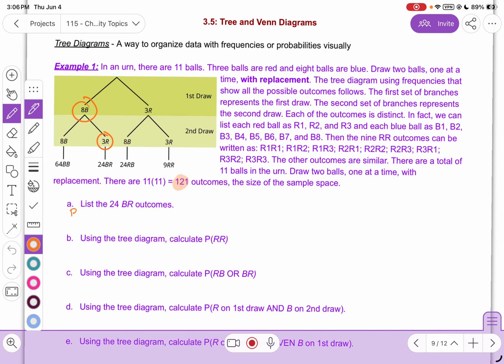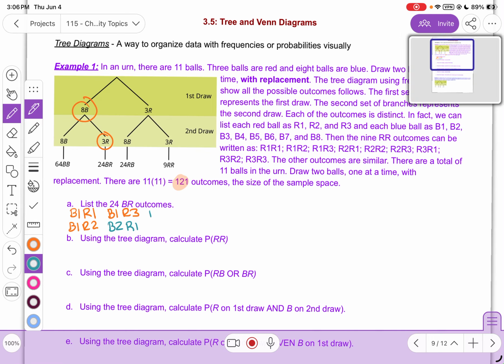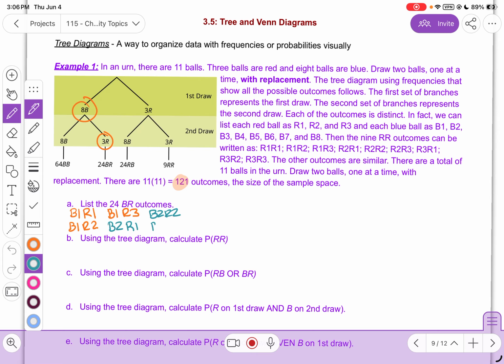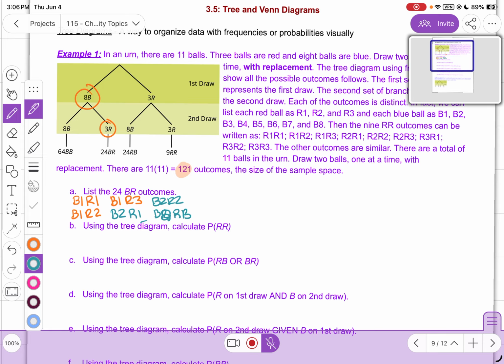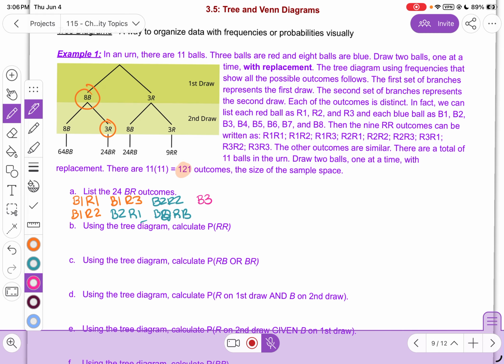So you could have blue 1 and then red 1, blue 1 and red 2, or blue 1 and red 3. So those are all the things you could get if you picked blue 1 first. If you picked blue 2 first, you get blue 2, red 1, blue 2, red 2, blue 2, red 3. If you got blue 3, you get blue 3, red 1, blue 3, red 2, blue 3, red 3.